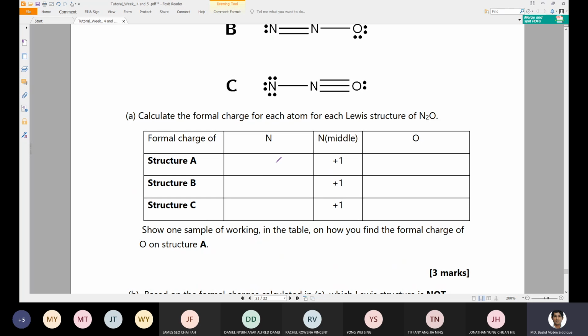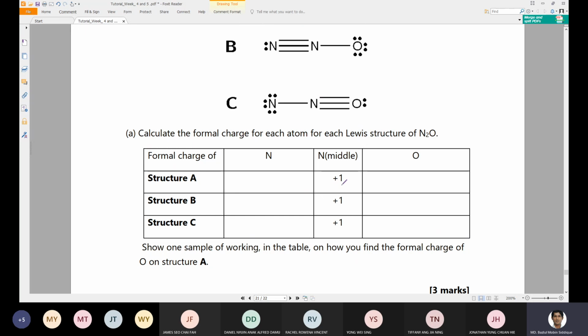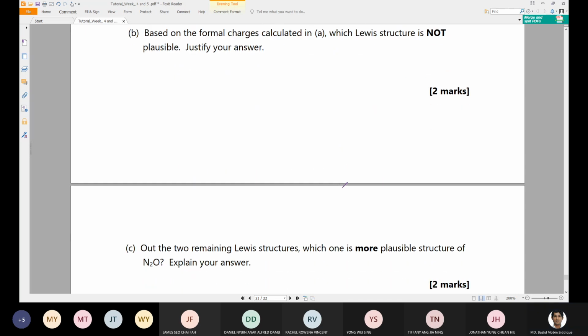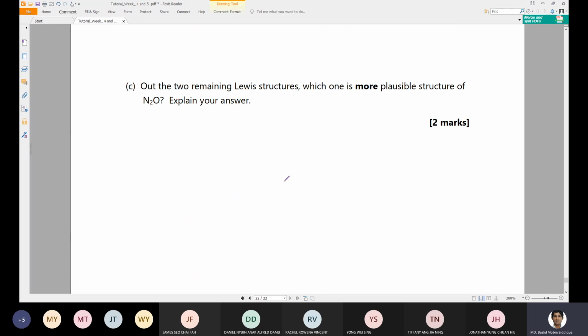The same thing goes for dinitrogen oxide. This is nitrous oxide as well. So which one is happening? What is the formal charge, and which one of them is more plausible, more possible to stay, depends on the formal charge. So this is basically more about these formal charges.